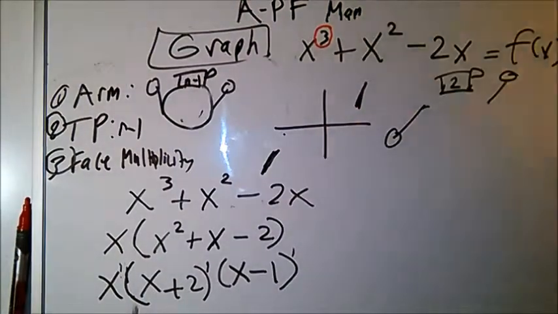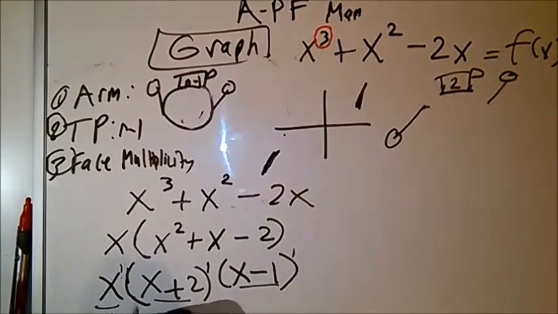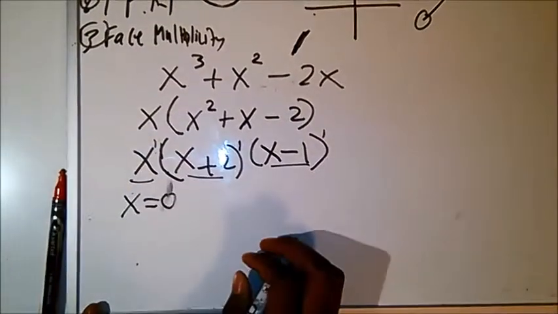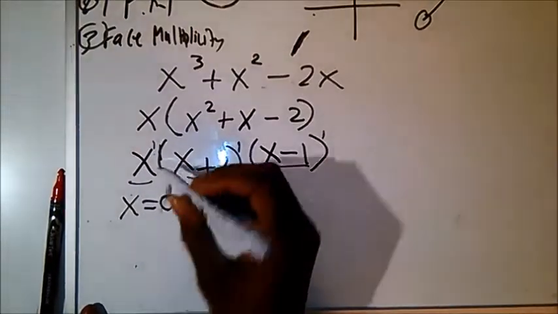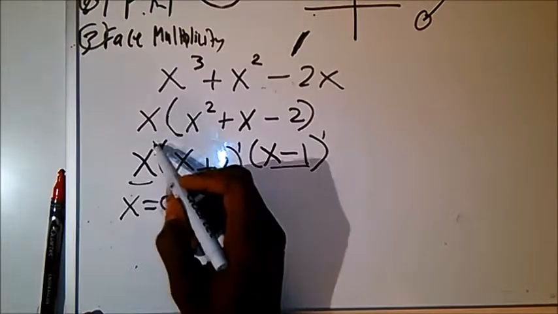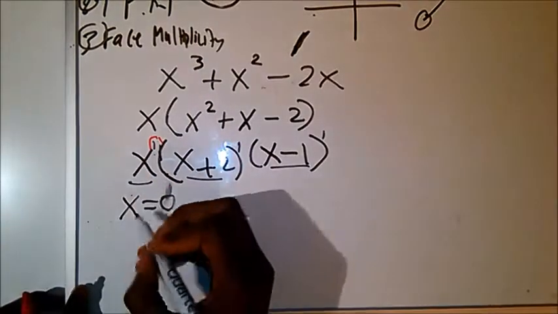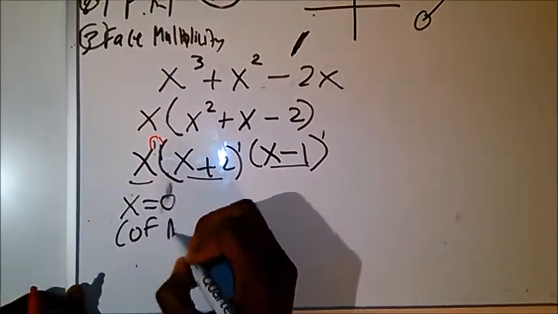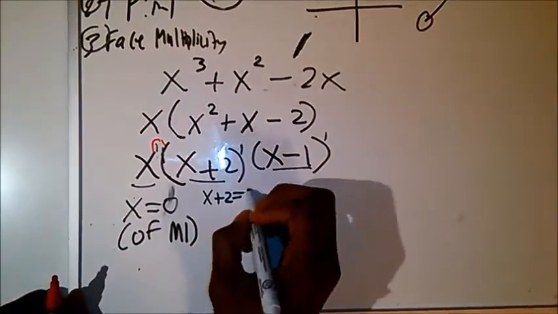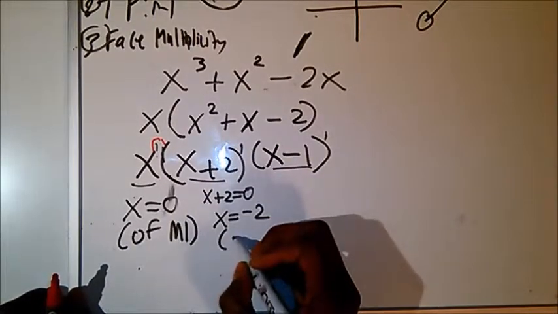So now what we've got to do is take all these factors out and set them equal to 0. So take x out, set it equal to 0. After you set it equal to 0, you have to look at what multiplicity it is. So x equals 0 is of what multiplicity? It's of multiplicity 1. It's repeated once. Okay, take this one out. X plus 2, set it equal to 0. X is equal to negative 2. And what's the multiplicity?